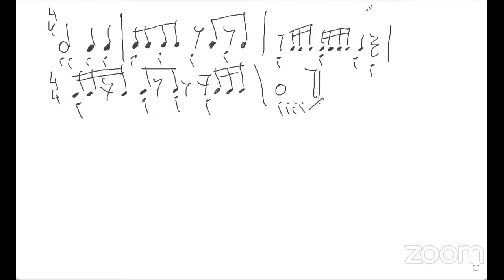Ta, ta, ta, ta, ta, ta, ta, ta. We're going to work more with the Paul Hindemith, but today just to show the rhythm notes in the beginning.